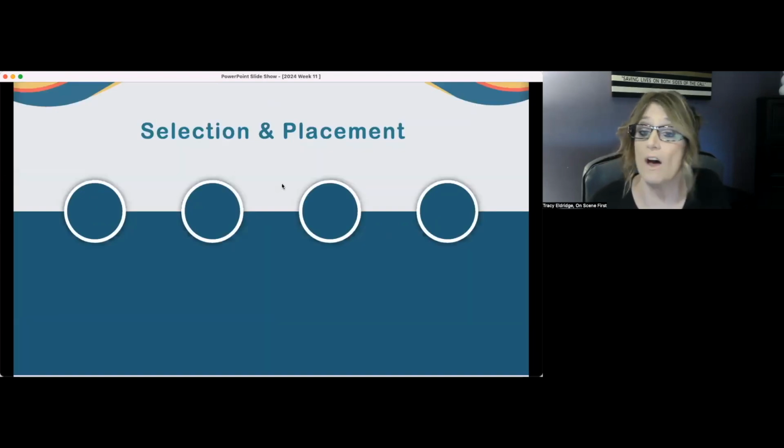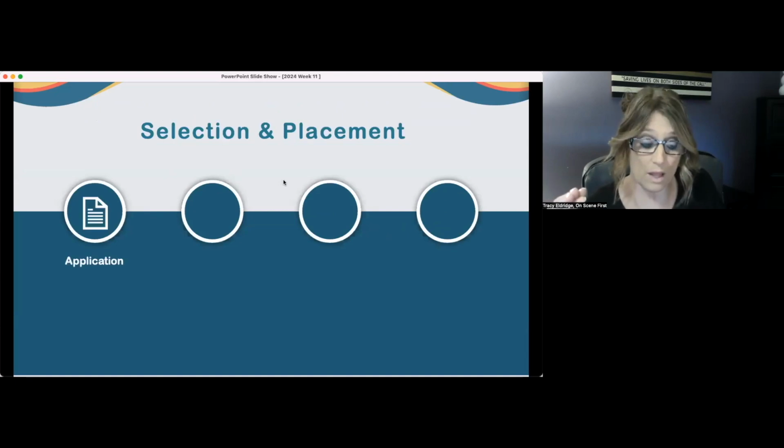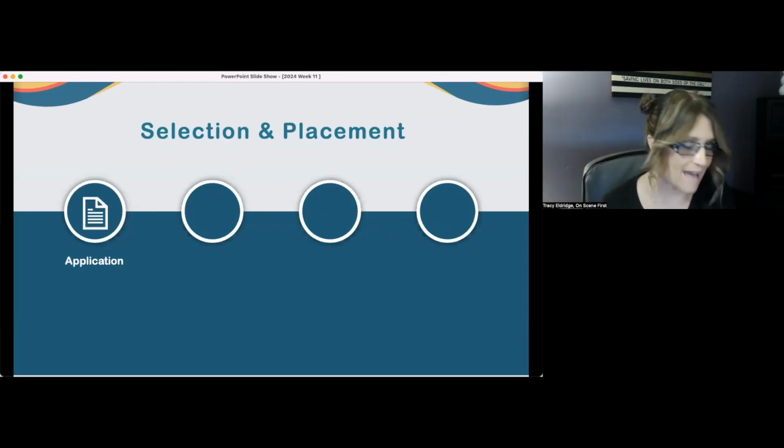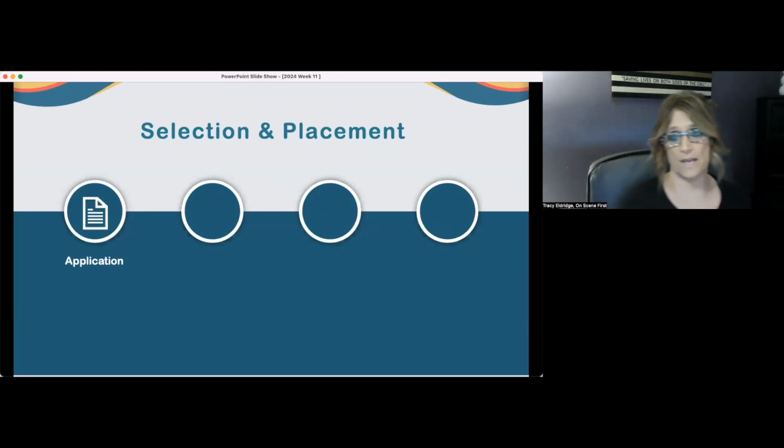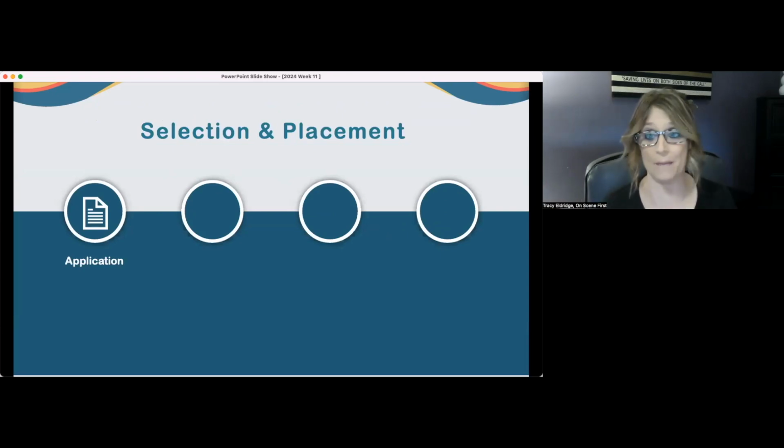Each component of the selection and placement process differs among agencies, but these are some of the things that are going to continue to pop up or may be part of each process. You may be missing a piece, or one may be added, but generally speaking, these are the things that folks will tend to look for or look to do in their selection and placement. Number 1, application process.